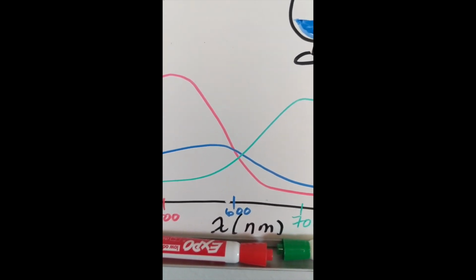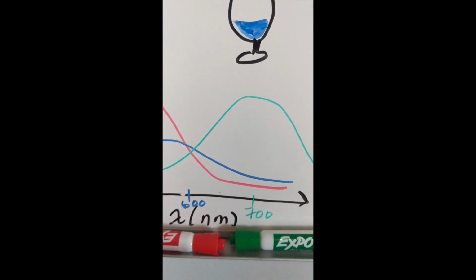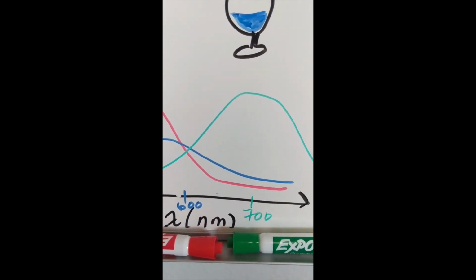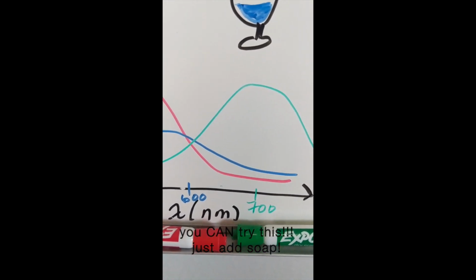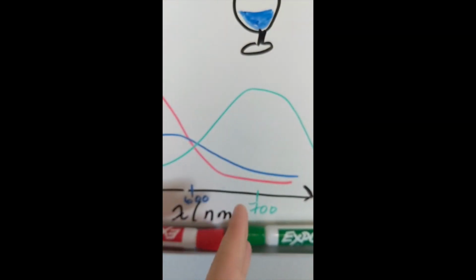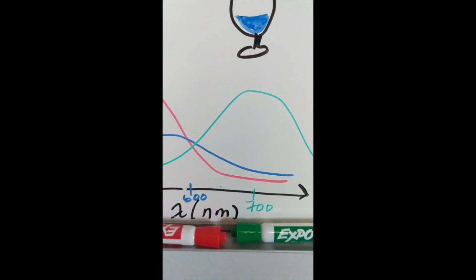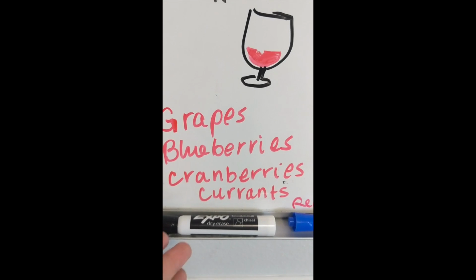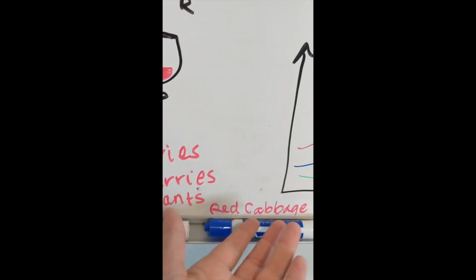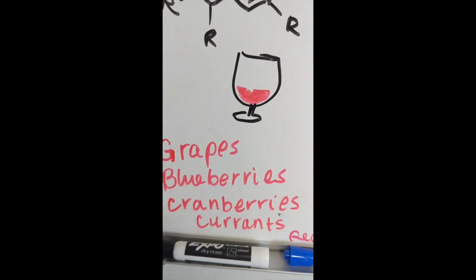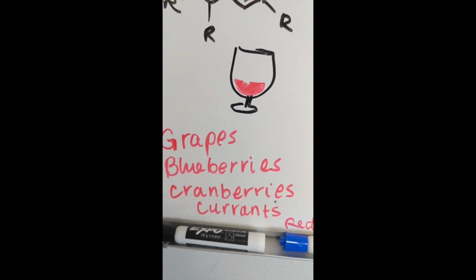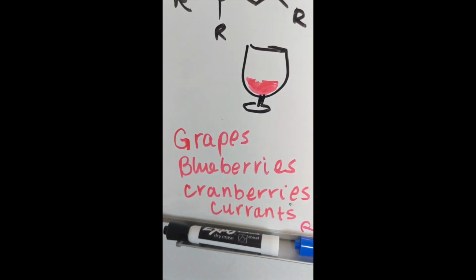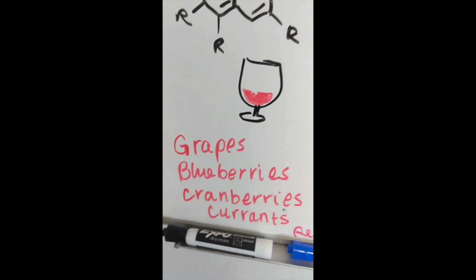And now we could actually take this one step further and we could add something more basic. We could change the pH to be something more basic. Now, I don't suggest doing this, but that would mean you could get something that would be greenish. Of course, wine is made of grapes, but there are other types of juices and stuff like blueberries, cranberries, currants, and even red cabbage that contain these anthocyanin molecules, and theoretically you should be able to do a similar experiment showing the pH change with the different types of juices.